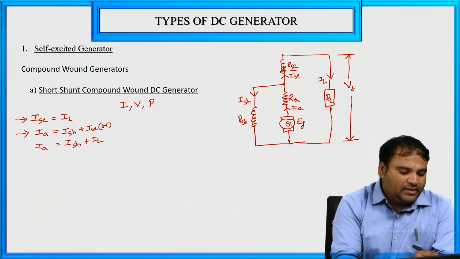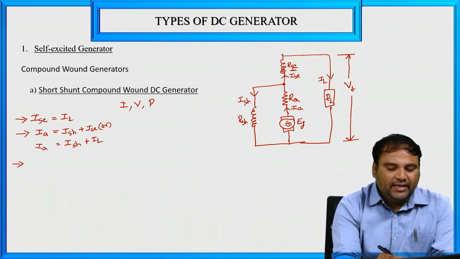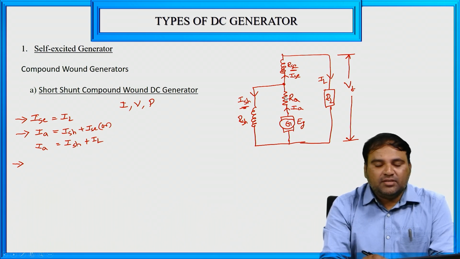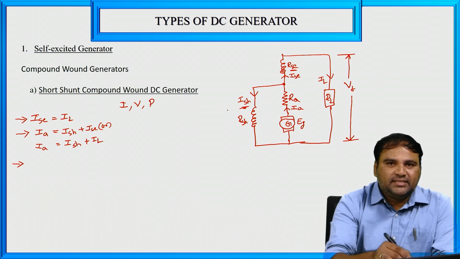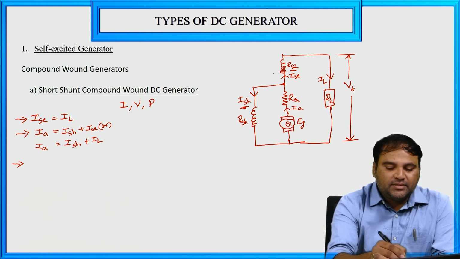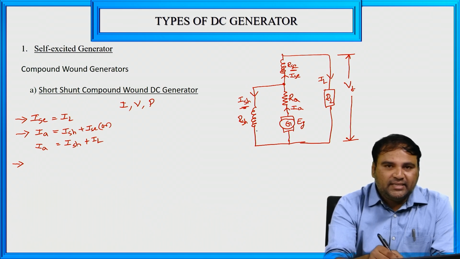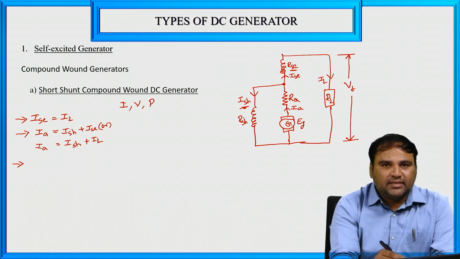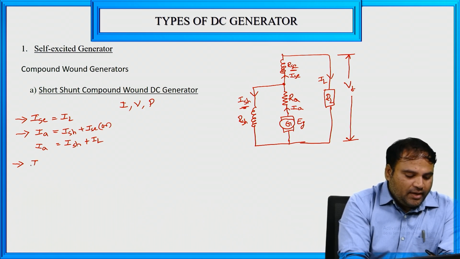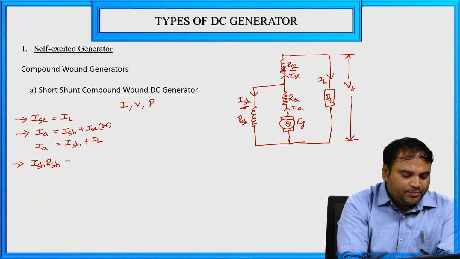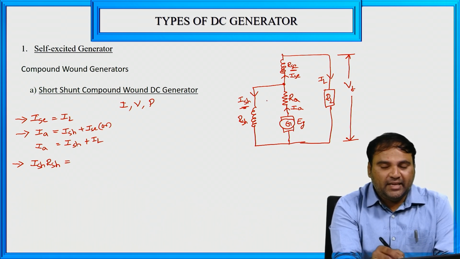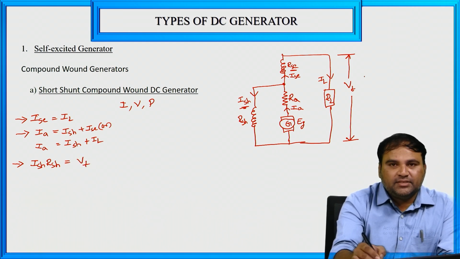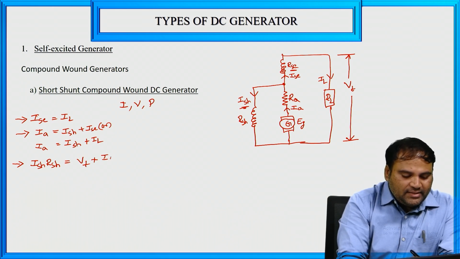Now we have to find the shunt field current, that is ISH. Here all the branches are connected in parallel. In parallel, voltage is constant. So the voltage drop in this branch is equal to the voltage drop in the other branch. The voltage drop in the shunt branch, ISH RSH, is equal to the voltage in the other branch, that is VT plus ISC RSC.